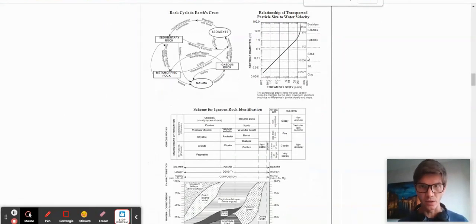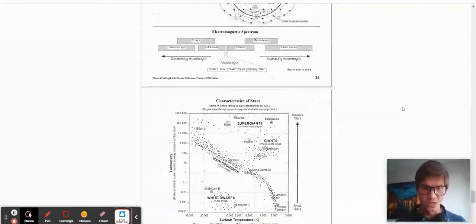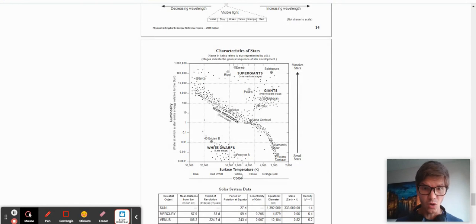So that's what's going on in this Hertzsprung-Russell diagram, which shows us the characteristics of stars along with the temperature, which corresponds to the color, which corresponds to the temperature of the star's surface in Kelvin.